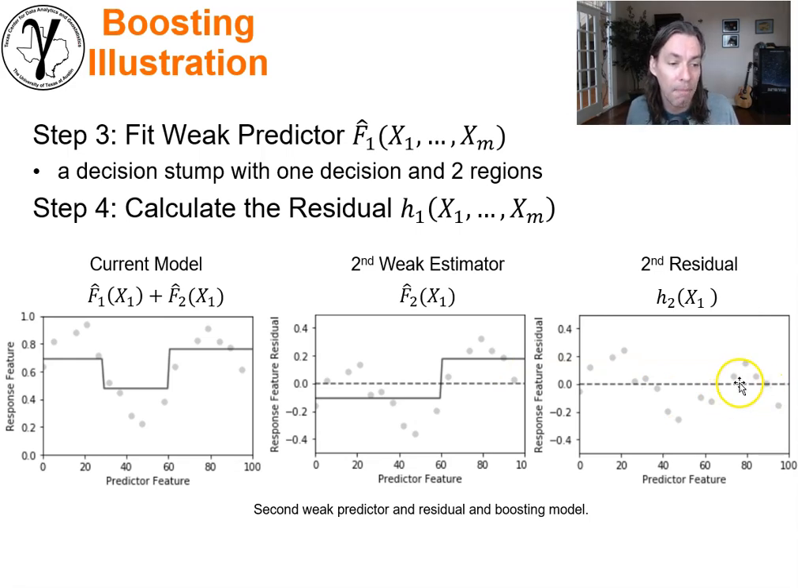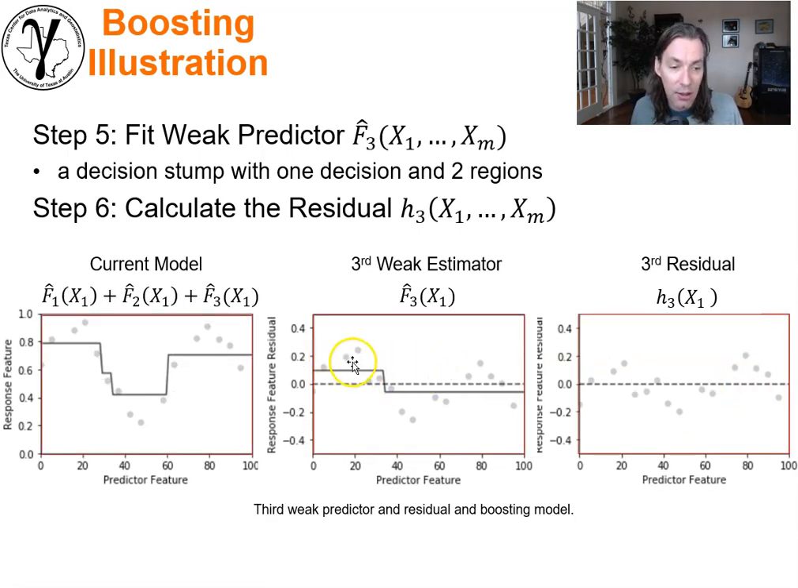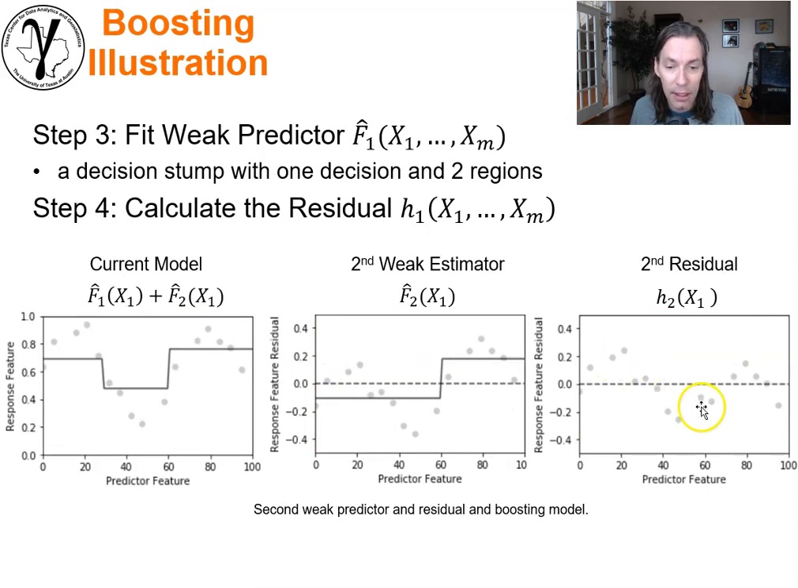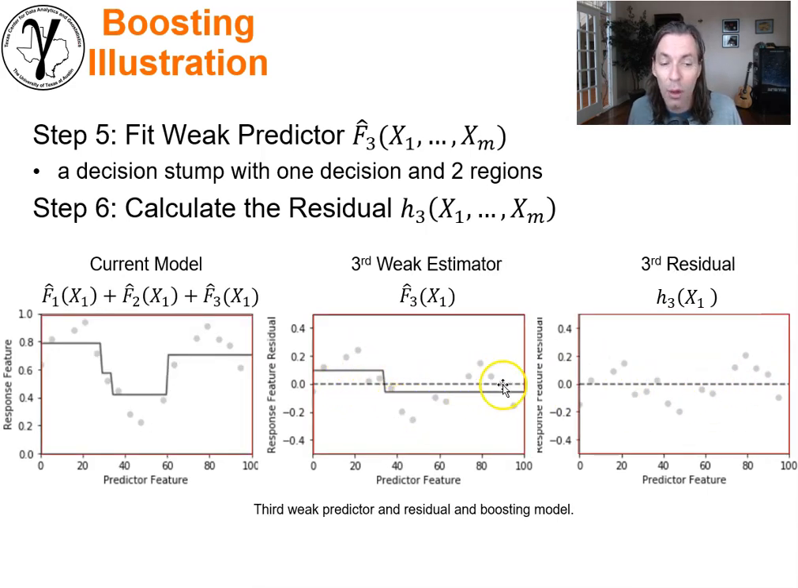Okay, let's do it one more time. So then this is the residual. If you look here, this plot of residuals, it goes over here. Now we fit that with the third weak estimator. And we get this model right here.